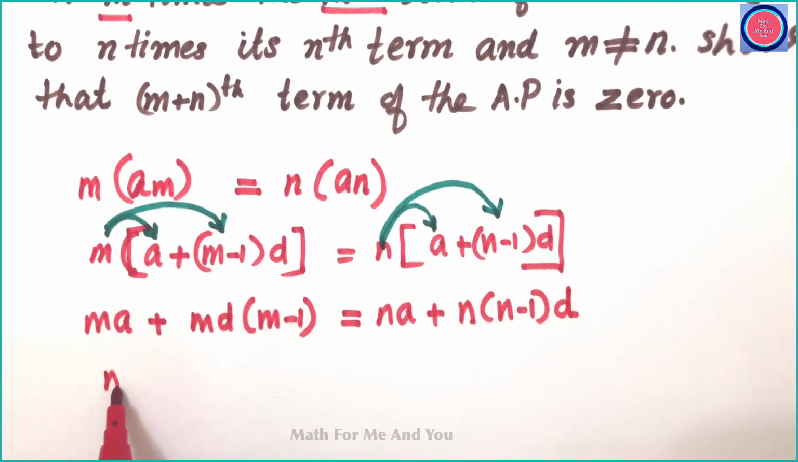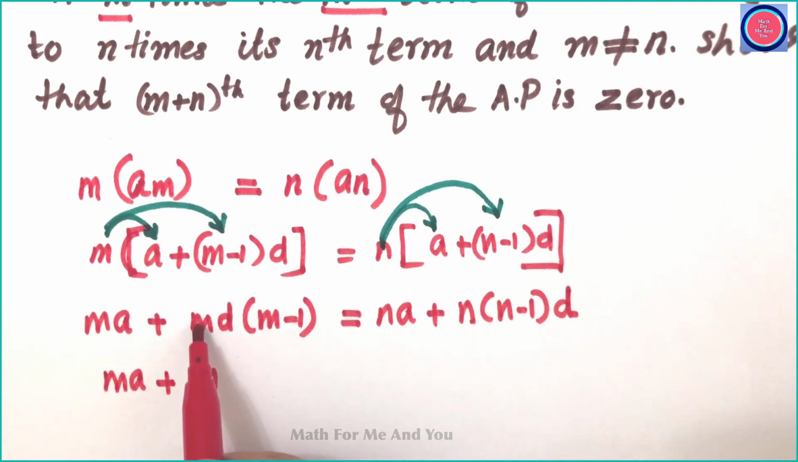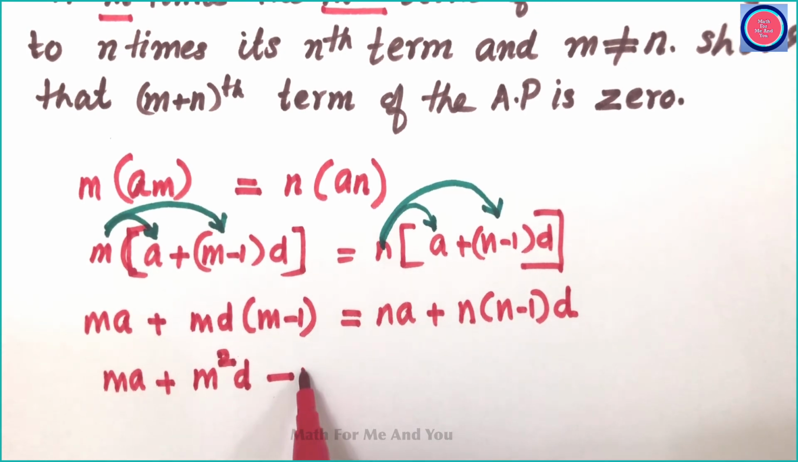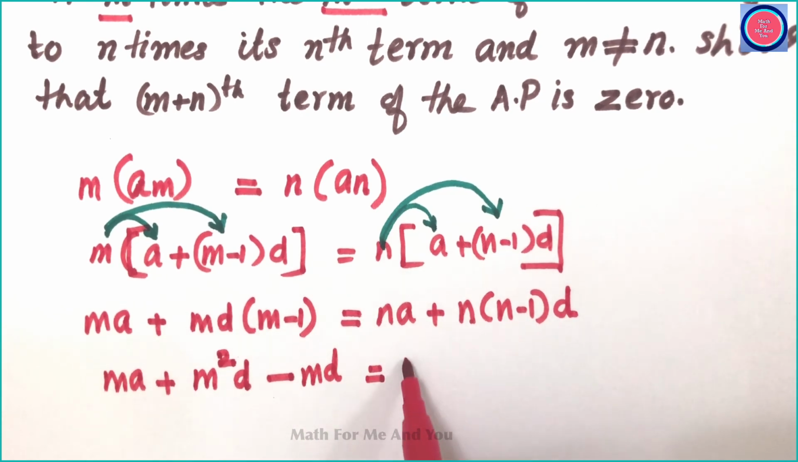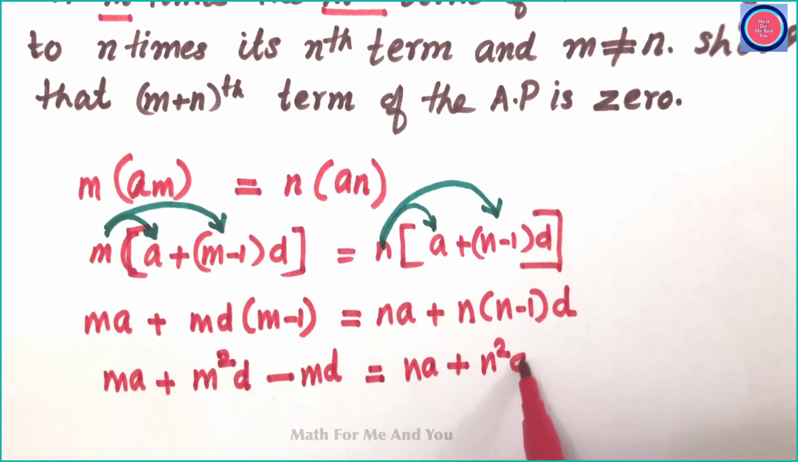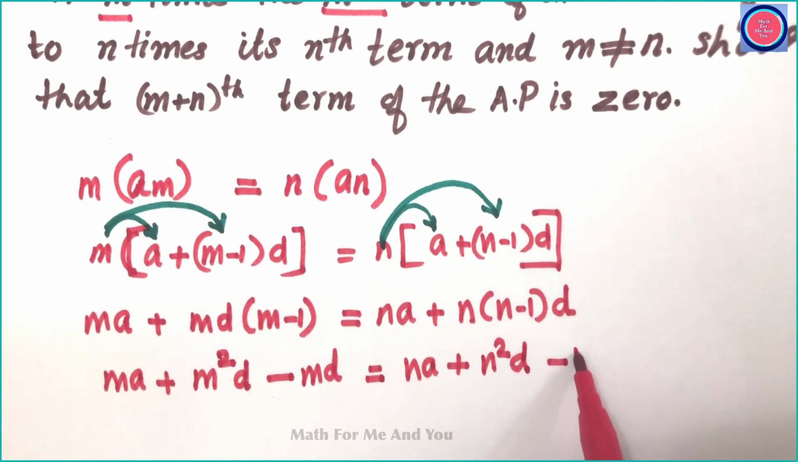Again, a bracket we need to remove. ma write same, and now we are going to remove the bracket with md times m. So we get m square d minus md times 1, it is minus md, equals na write same as it is, and then nd we are going to multiply inside: n square d minus 1 times nd is nd.